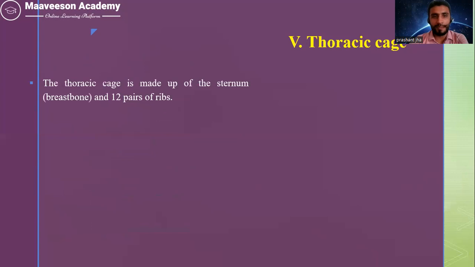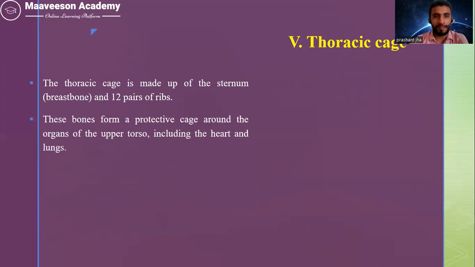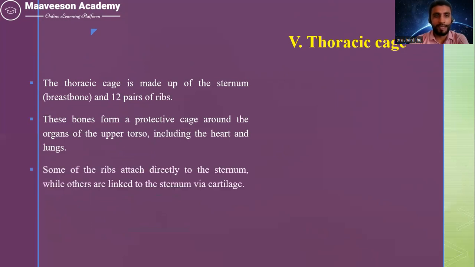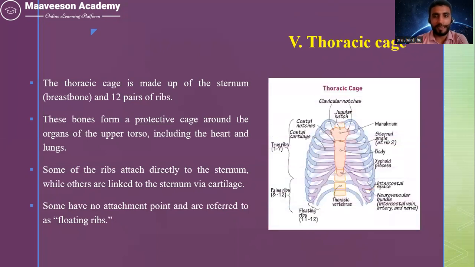Next is the thoracic cage. The thoracic cage is made up of the sternum and 12 pairs of ribs. The sternum is also known as the breastbone. These bones form a protective cage around the organs of the upper torso, including the heart and lungs. Some of the ribs attach directly to the sternum, while others are linked to the sternum via cartilage. Some have no attachment point, and these are called the floating ribs, as you can see in this image.